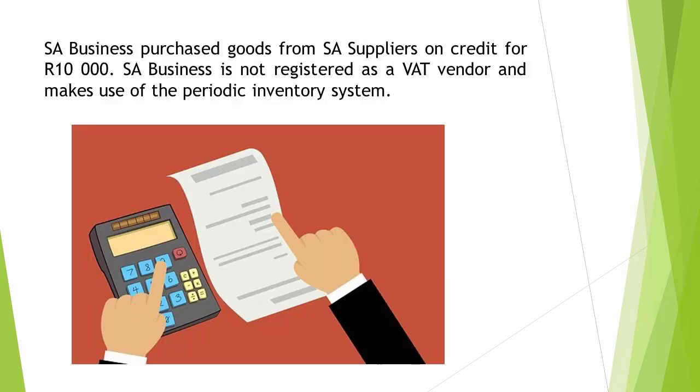The transaction that forms the basis of our discussion will be a business, SA Business, who purchased goods on credit from SA Suppliers. For the purpose of this example, SA Business is not registered as a VAT vendor and makes use of the periodic inventory system.